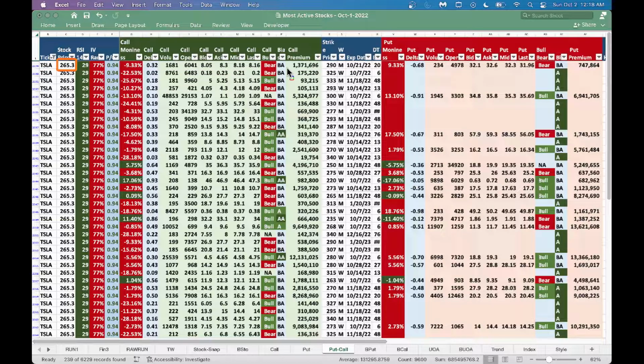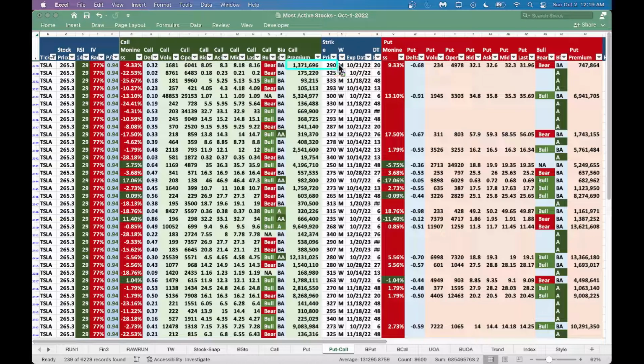Looks like somebody's really bullish here. They're basically doing call trading here, and strike price 290, which is above, and expiration next 20 days. They're spending some nice money here. So there is a good chance that Tesla can go higher. That's why they're putting so much money. Even though Tesla is 265, they're putting some money here.